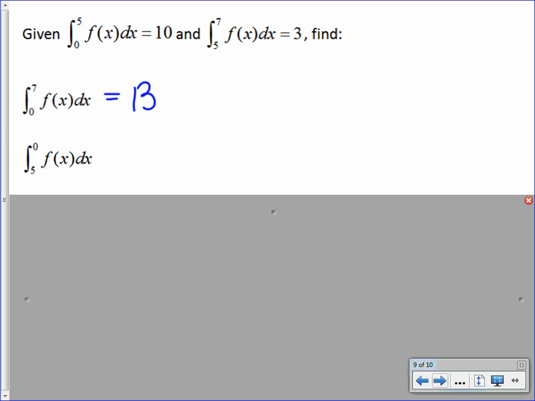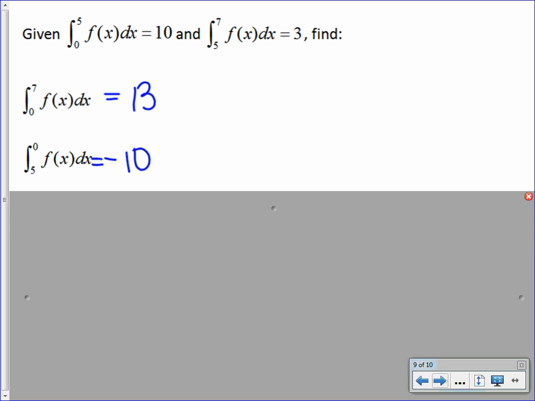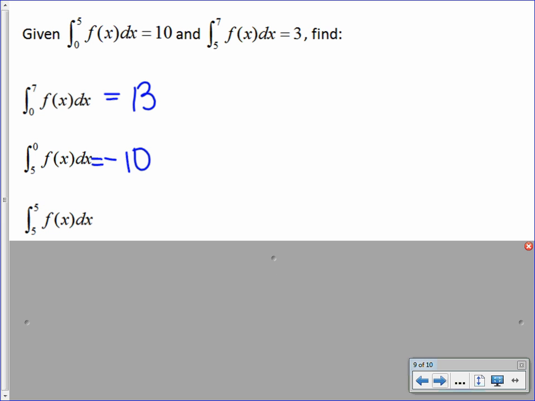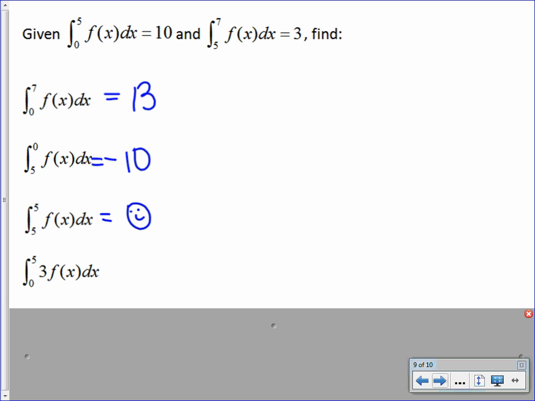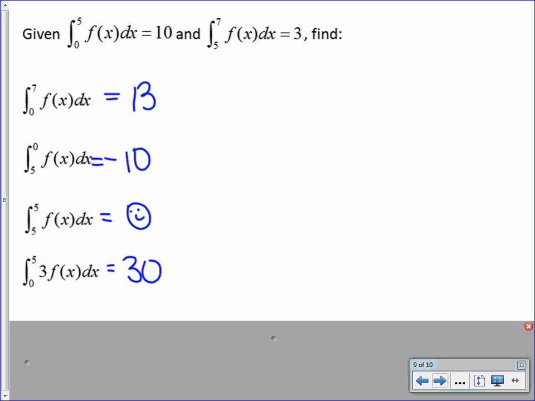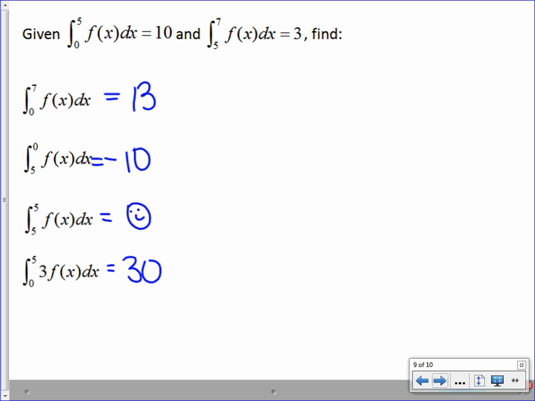What about the integral from 5 to 0? Negative 10. If we do it backwards, it becomes negative. Yes, area, negative. That's okay in calculus. The integral from 5 to 5? 0. In calculus, everything that wasn't allowed is not allowed. The integral from 0 to 5 of 3 f of x dx? 30. Right, the calculus side of it is much easier.